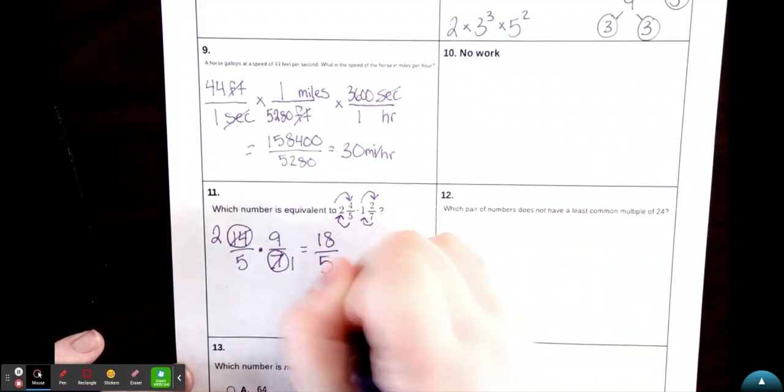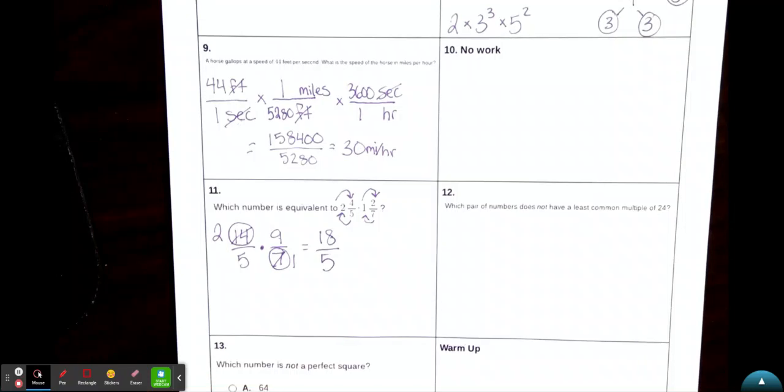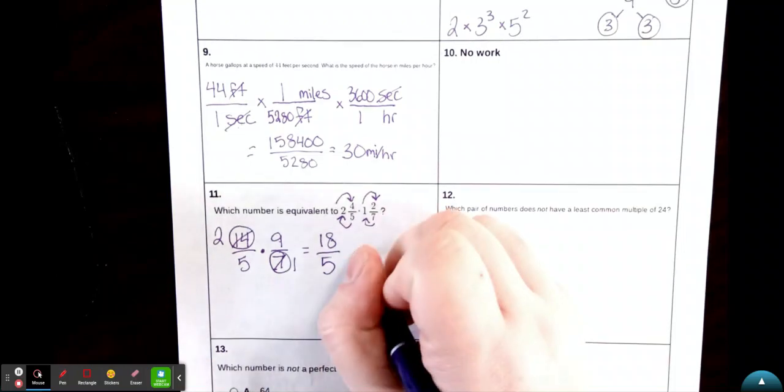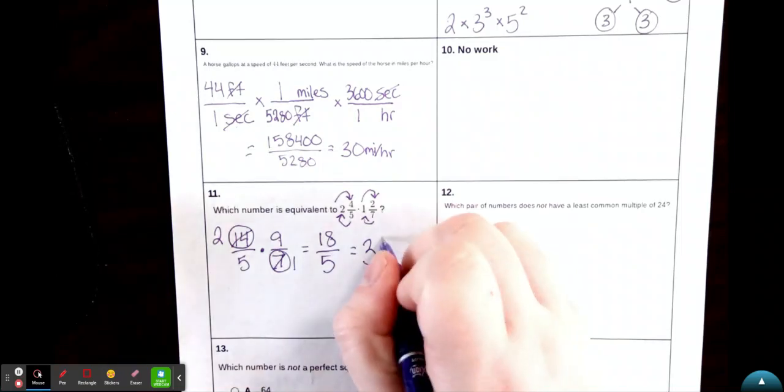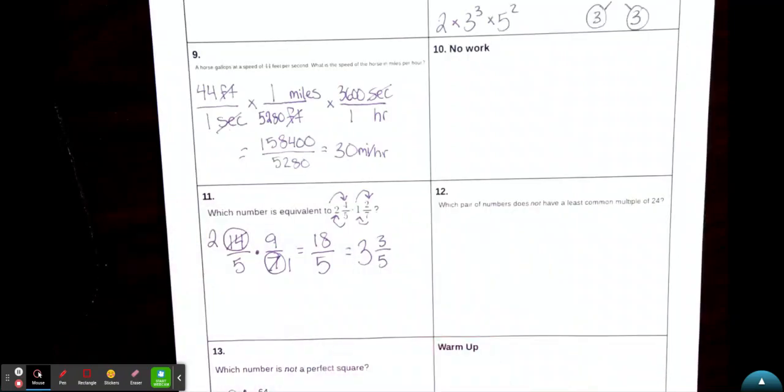Okay, can I leave it like that? No, this is improper. How many times can we take 5 out of 18? 3 times. Okay, when we take 3 sets of 5 out, how much is that? 15. We took 15 out of 18. How much is left? 3 is left, and then we always keep our denominator the same.